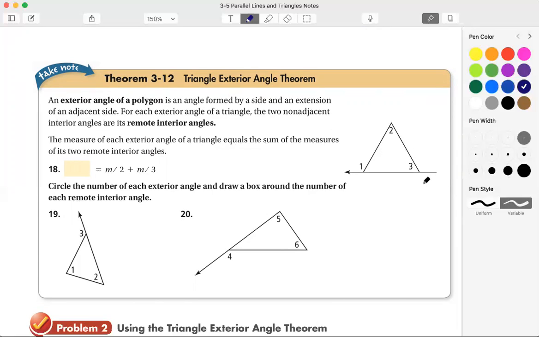Okay, so we say that the measure of angle 1 is equal to the measure of angle 2 plus the measure of angle 3. We're going to draw a box around the number of each remote interior angle and a circle around the exterior angle. So 3 is the exterior, 1 is remote interior, 4 is exterior, 5 is remote interior, 6 is remote interior.